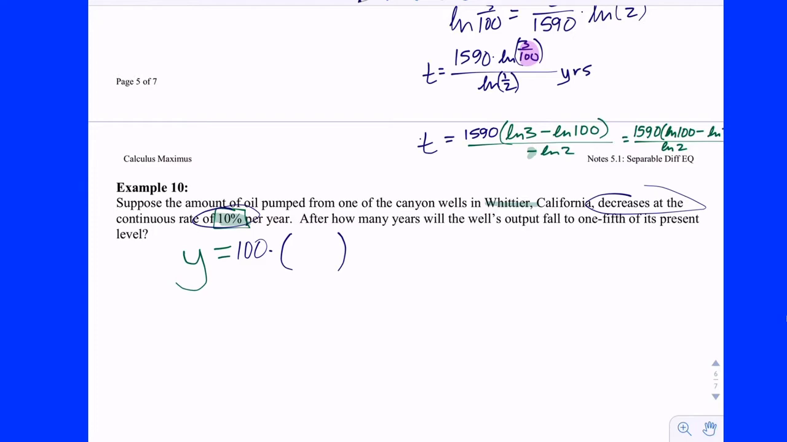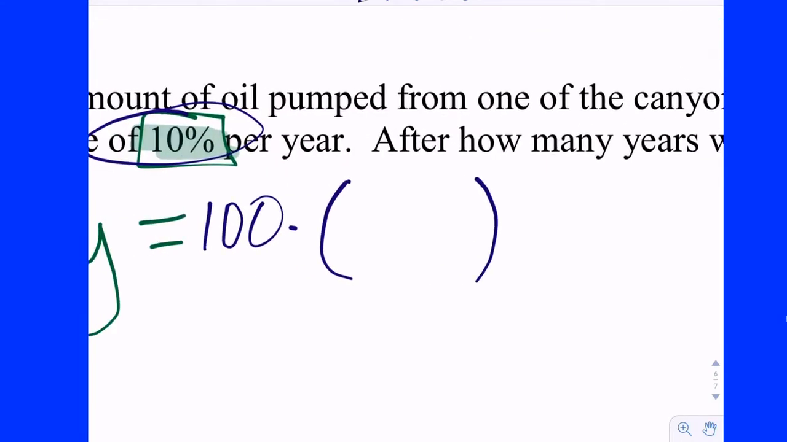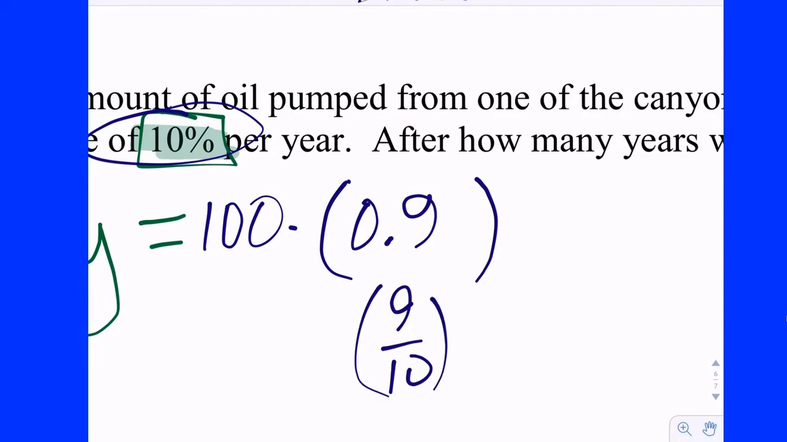Remember, this function is going to tell us how much we have every cycle. If we're losing 10%, we're retaining 9/10. So 9/10 as a decimal would be 0.9, or you can leave it as 9/10, whatever suits you. We're losing 10%, so we're retaining 90%. Or it's 100% minus 10%, whatever. And then you have to convert it to a decimal.